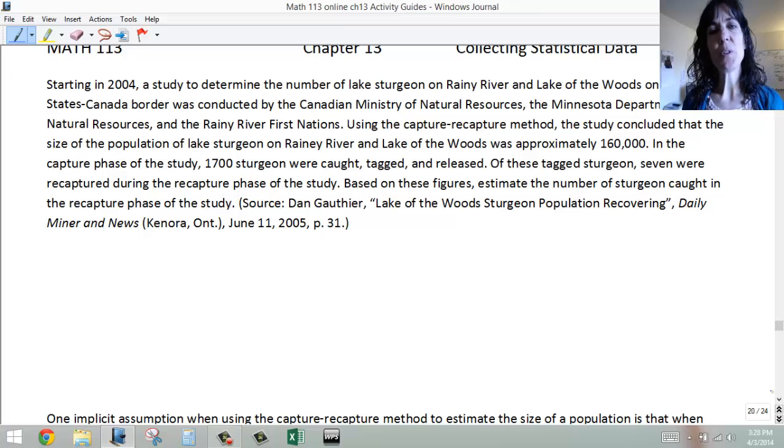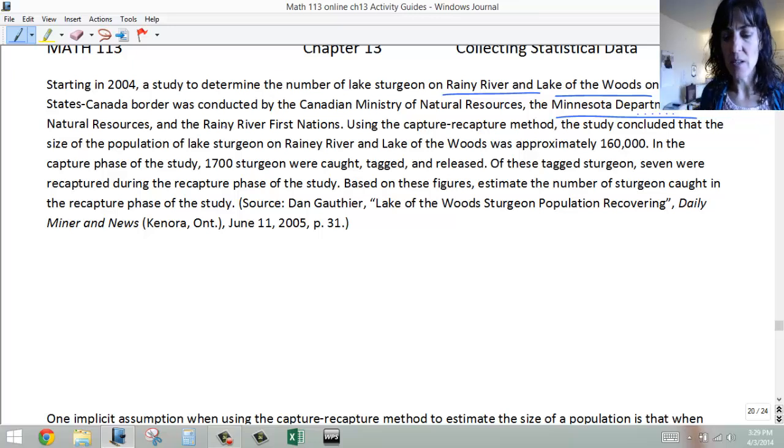All right, so now we're talking about fish again in Rainy River and Lake of the Woods. And it's apparently at the US-Canada border. I'm not familiar with that place really. But there was a study that was conducted there, and it's near Minnesota, obviously. And they wanted to know how many fish were in that river and the lake. So what they did is capture-recapture.